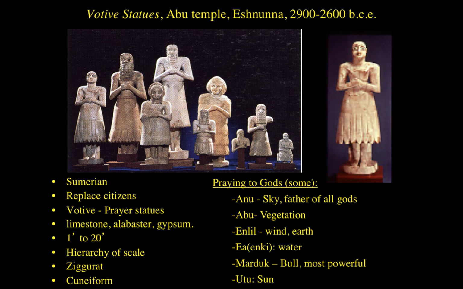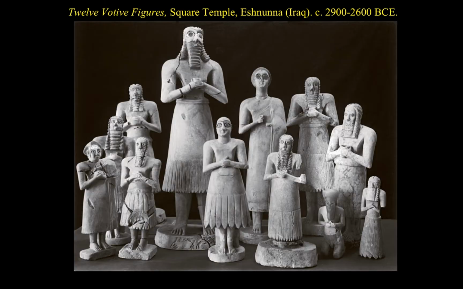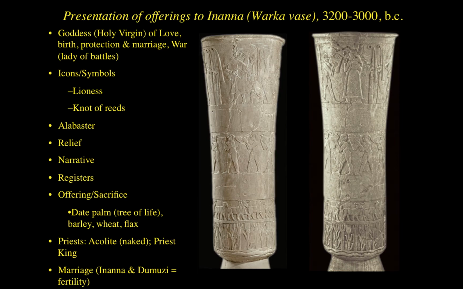Marduk is the bull. Utu is the sun. So for the people of Eshnunna, vegetation, agriculture is of most importance to them. So they want to ensure the continuation of the harvesting of the crops. And so their statues are dedicated to Abu. But I want to move ahead.